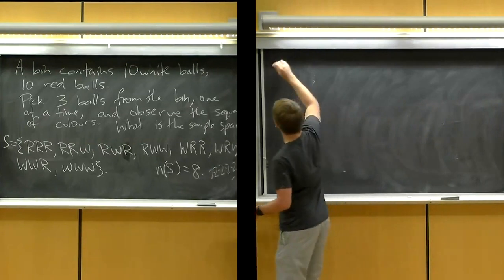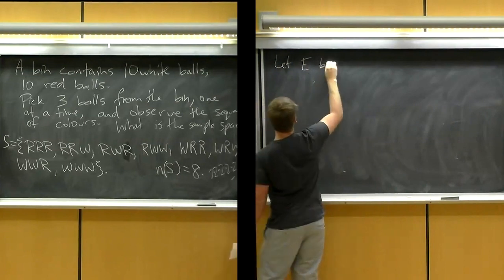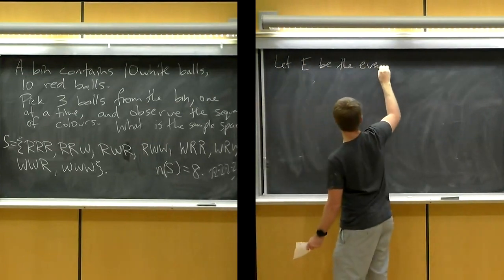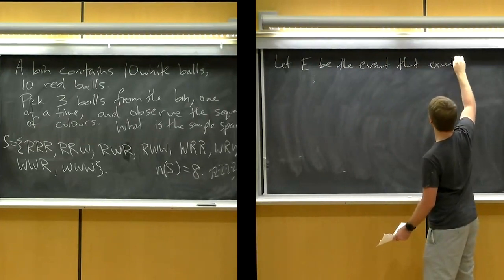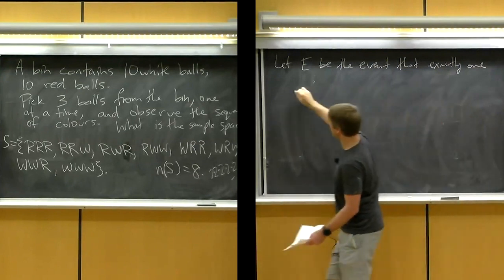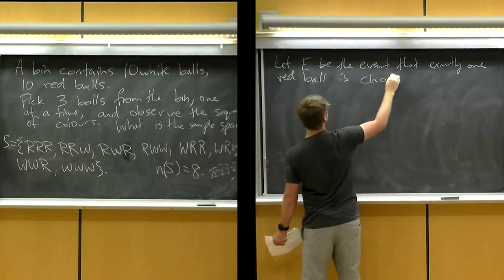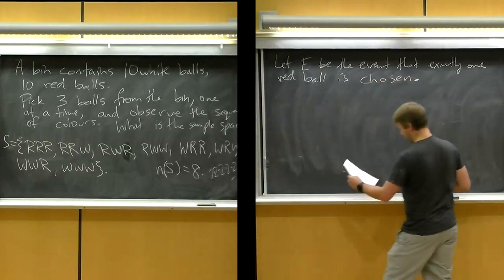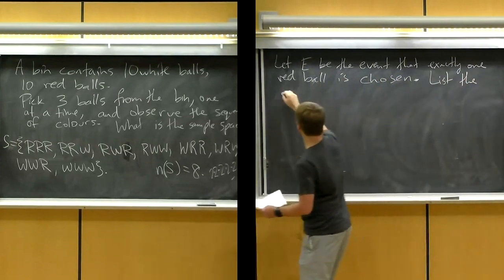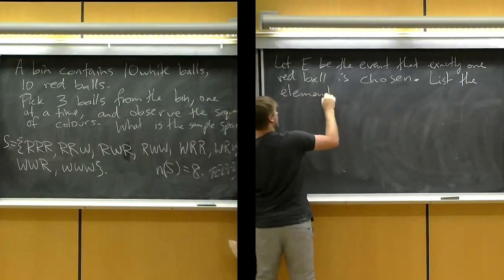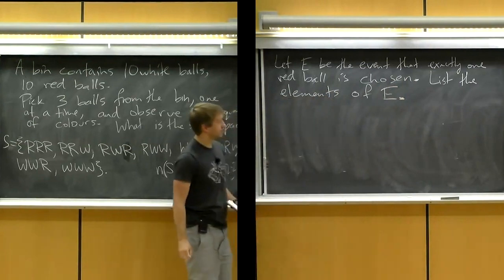Okay, so here's another question you could be asked. Let E be the event that exactly one red ball is chosen. List the elements of the event E.